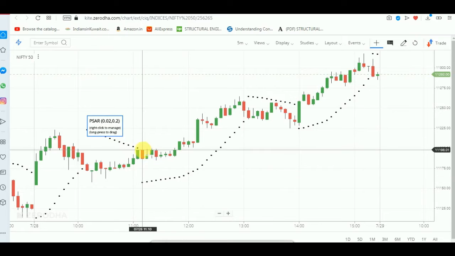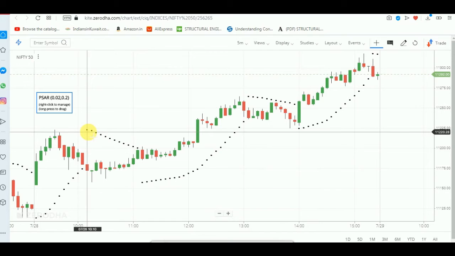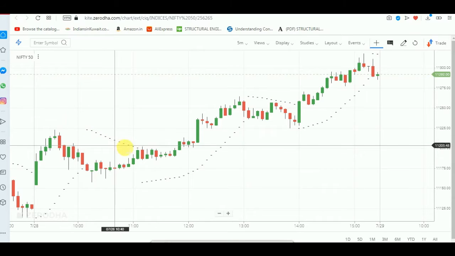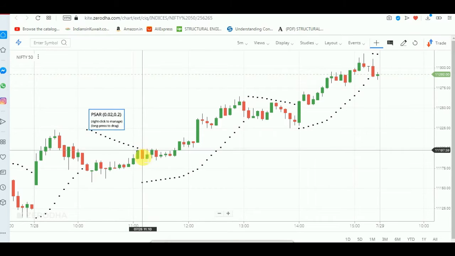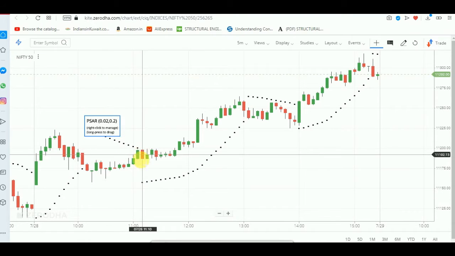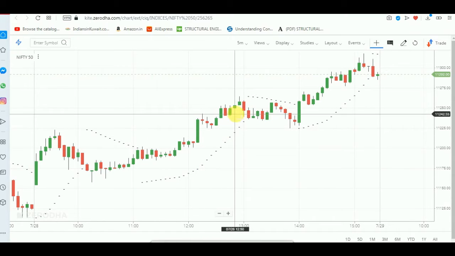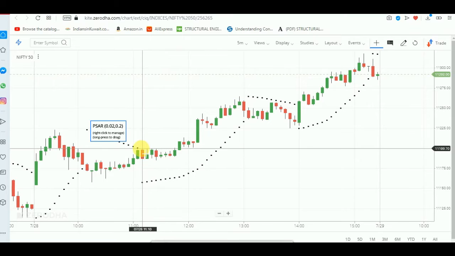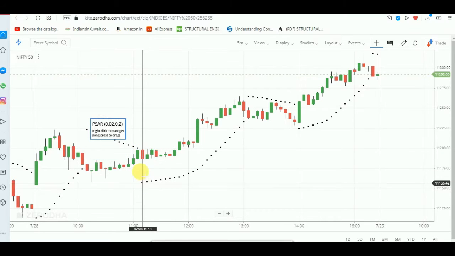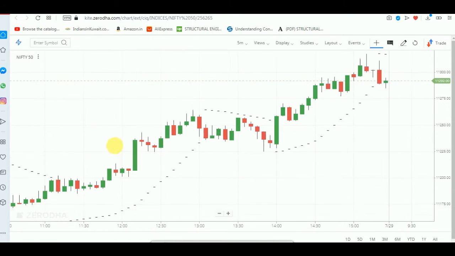Suppose you can see here, from here it places the dot above the candlestick, right? Suddenly in this particular candlestick the dot changed to the downward side of the candlestick, which means that it is going to have a reversal, and you can see it is continuously moving in the upward direction. So why is it changing the dot from the top of the candle to the bottom of the candle? Let us see.